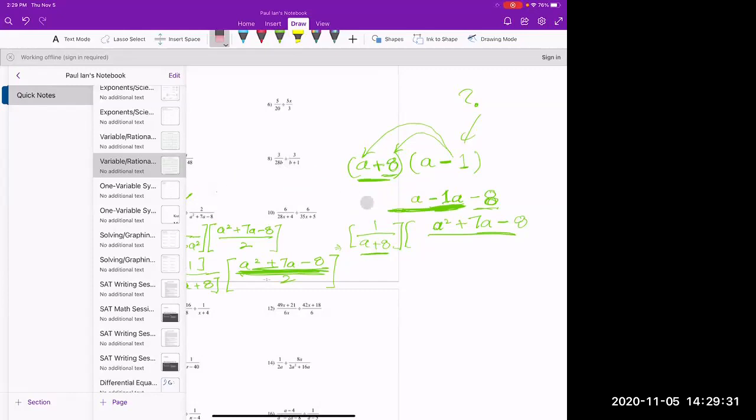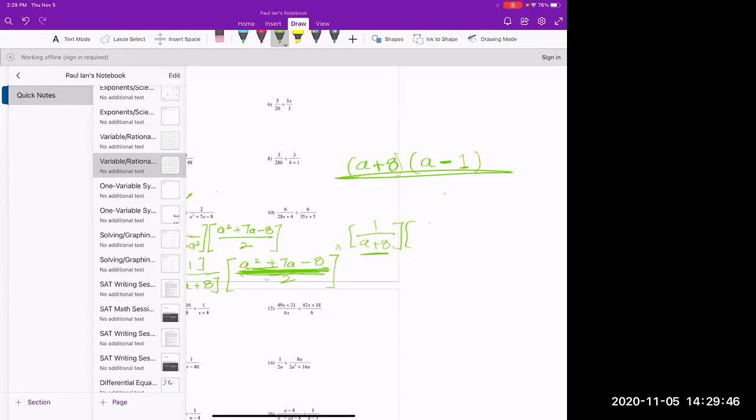So now, since that's the same, you obviously have the right things being multiplied. So this is equivalent to this guy. So let's just put that in the numerator.